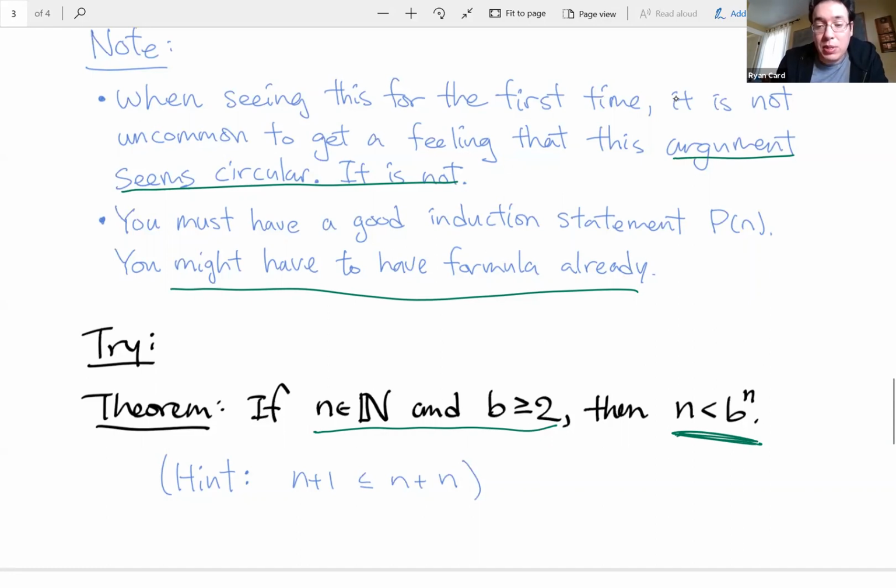This seems like an obvious fact because the right-hand side is growing exponentially and the left-hand side is growing linearly. But let's prove it using induction. So you need to take 2 steps. First step is to show that it's true for n equals 1. And then the second step is that if this holds for step n, then this similar statement with n replaced by n plus 1 is going to be true as well.